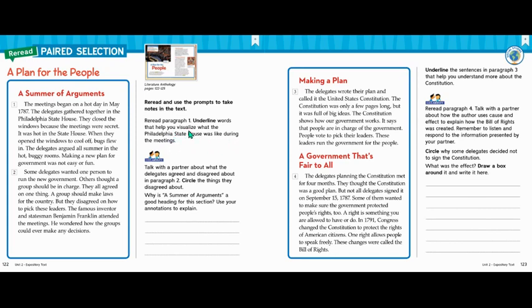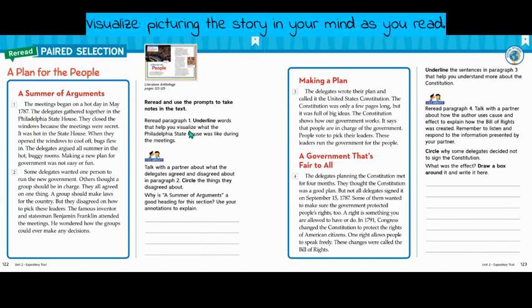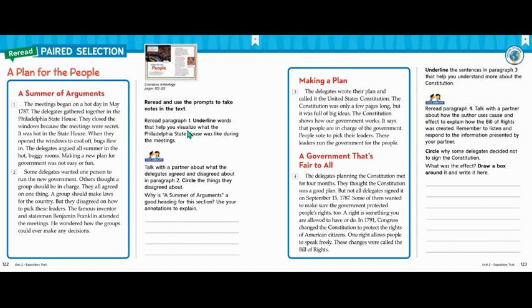Now remember, when you visualize, you can see the things that are happening in the story in your brain like a mind movie. So an author will usually use descriptive words to help you get that visualization in your brain. So let's start rereading this first paragraph to find those words that help us visualize what the Philadelphia State House looked like.